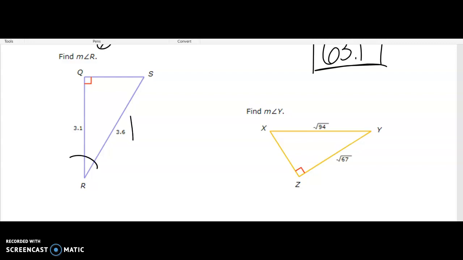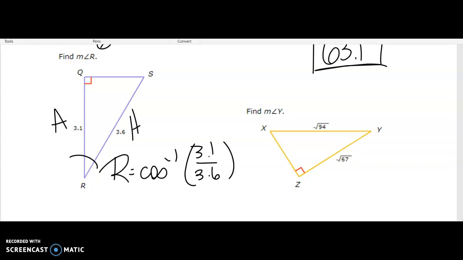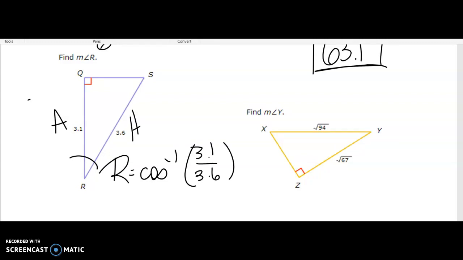Here's R. This is the hypotenuse. This is adjacent, so it's cosine. R equals inverse cosine of adjacent over hypotenuse. Okay, so inverse cosine of 3.1 over 3.6, 30.6.